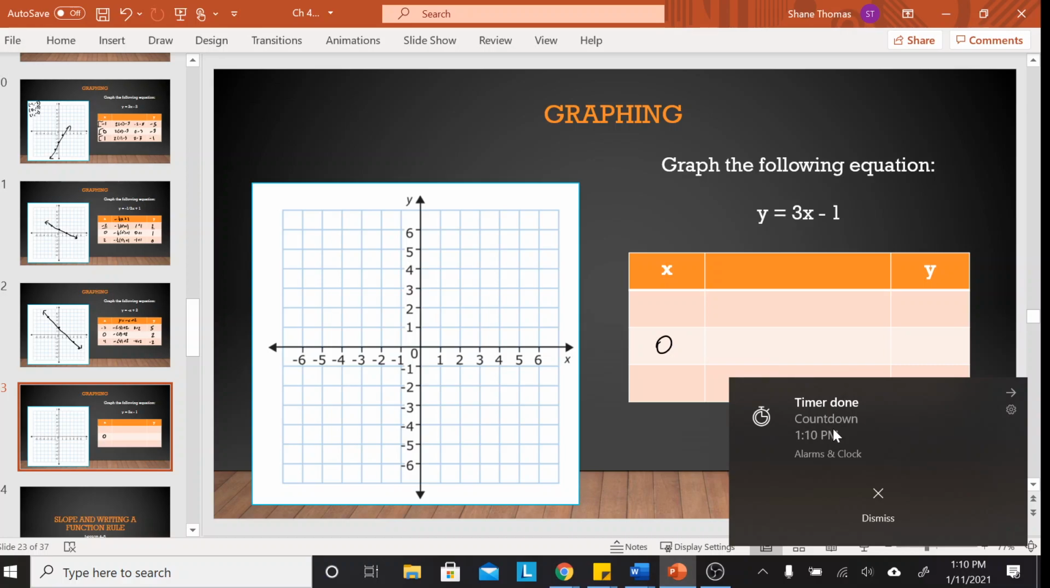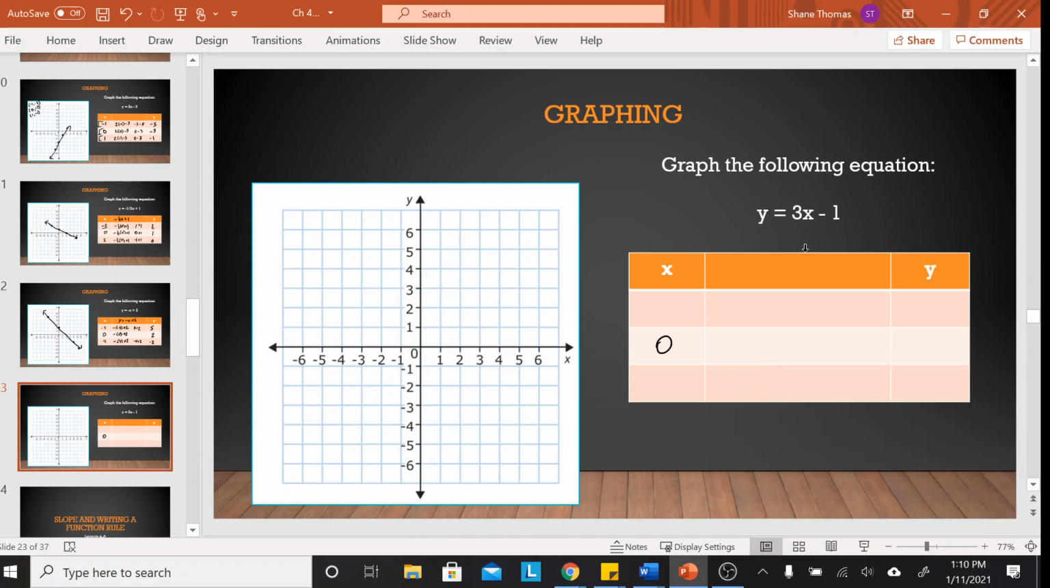All right, time's up. So here's what I want you to do on this one. Everybody, turn your camera on. Show me your graph. How about that? Hold the picture of your graph up to the camera. Let's see who did it.